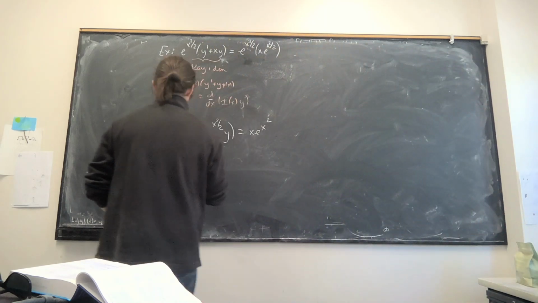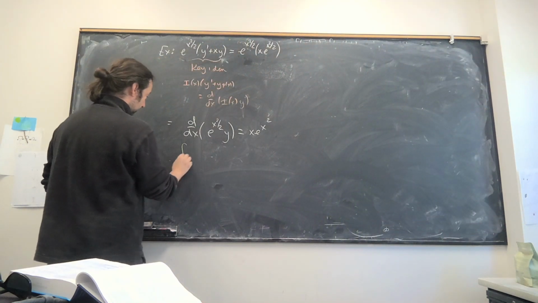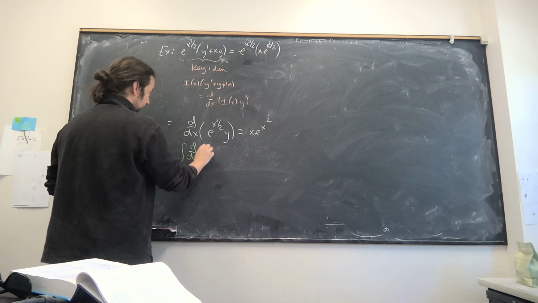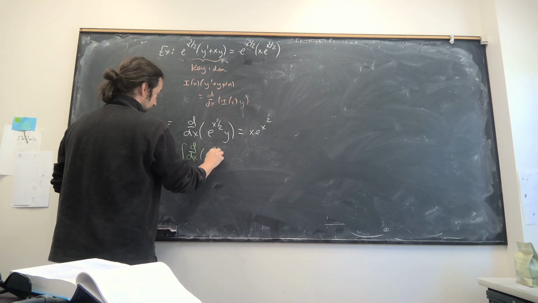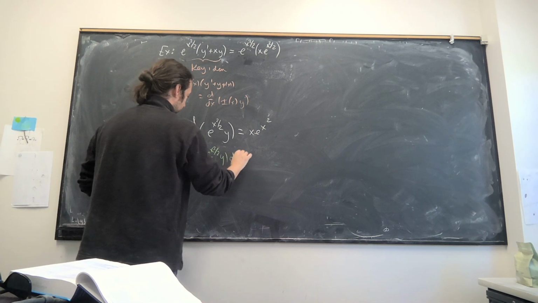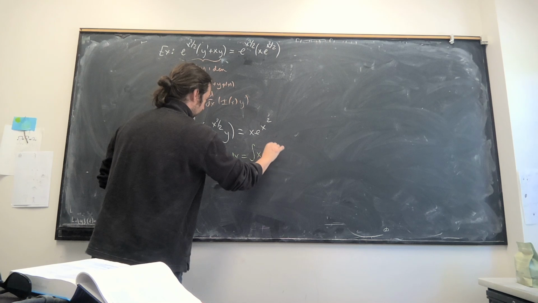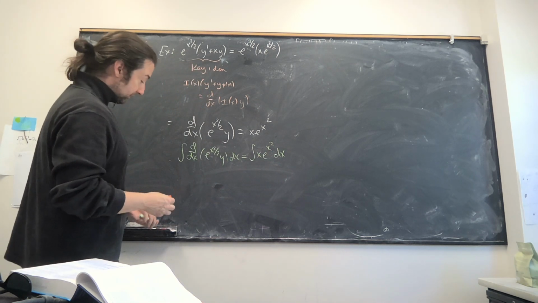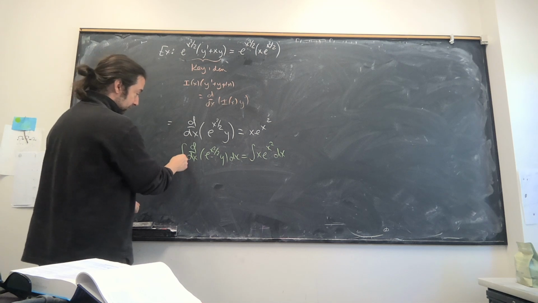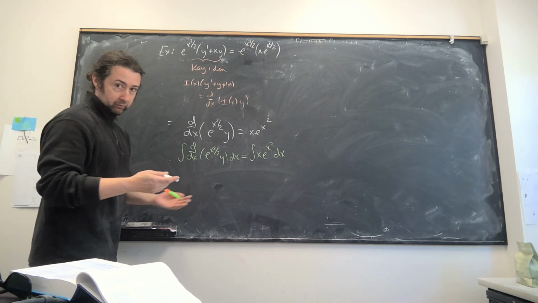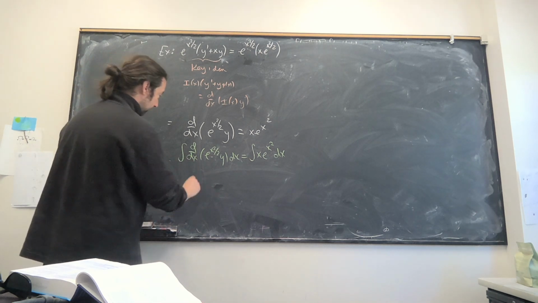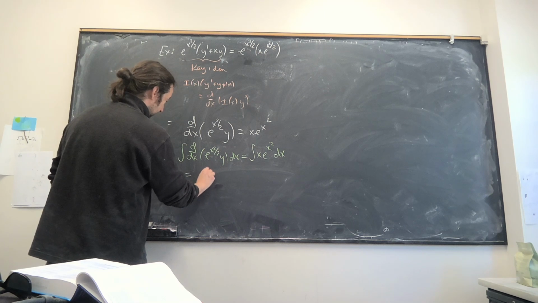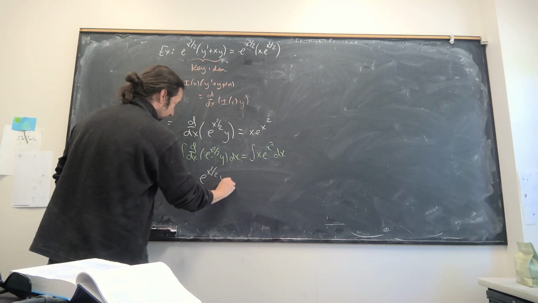So if I integrate both sides, the integral of the derivative of e to the x squared over 2 y dx is equal to the integral of x e to the x squared dx. On the left-hand side, these just cancel. The integral of a derivative is sort of doing something and then immediately undoing it. So we're looking at e to the x squared over 2 times y.